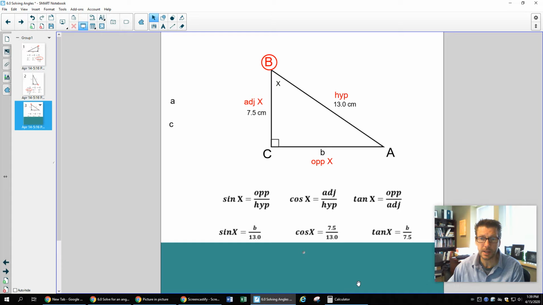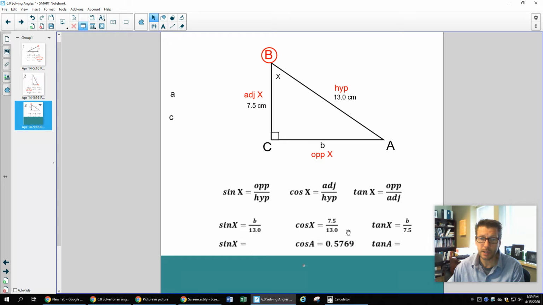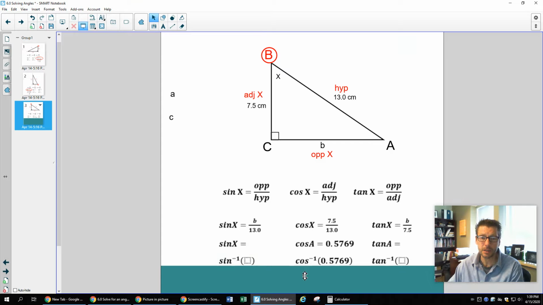B over 7.5. So again, if that's the information that's given to me, there's only one of these ratios that turns into a decimal this time. So my cosine ratio is a decimal. I want to tell my calculator to work backwards. So cos minus 1 this time.